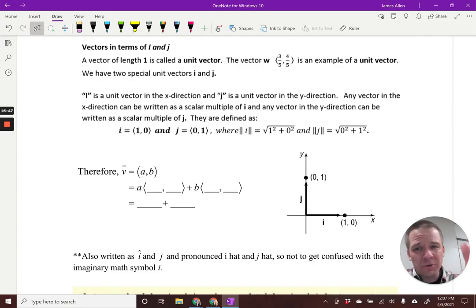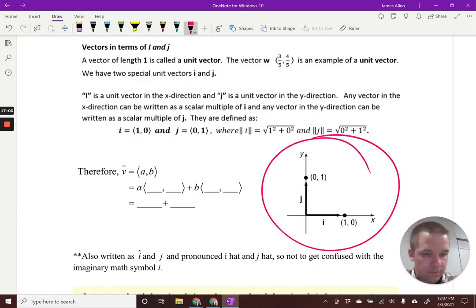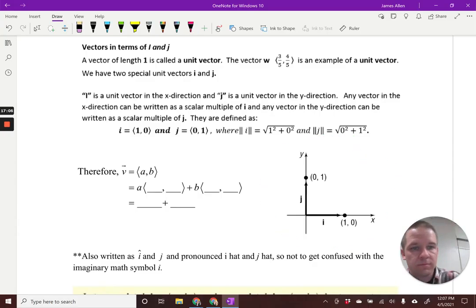All right. We have two special unit vectors, i and j. i is a unit vector, a length of 1, in the x direction, or a magnitude of 1 in the x direction, and j is the unit vector, magnitude of 1 in the y direction. Okay, and we can see that right here. Okay, there's your i and your j. Lovely. Okay, so i would be 1, 0, and j would be 0, 1. Okay, and then we've got our magnitudes. We said the magnitude's going to be 1 for both of those.